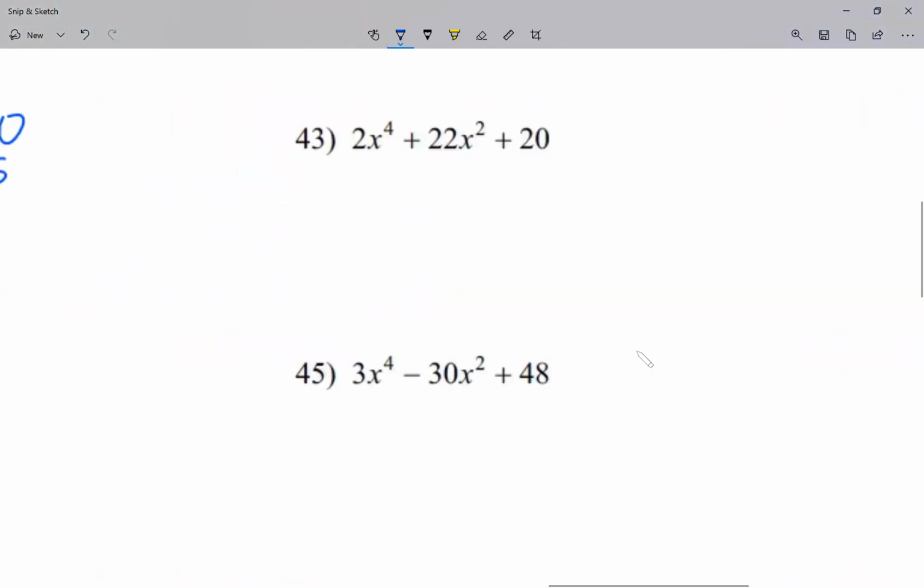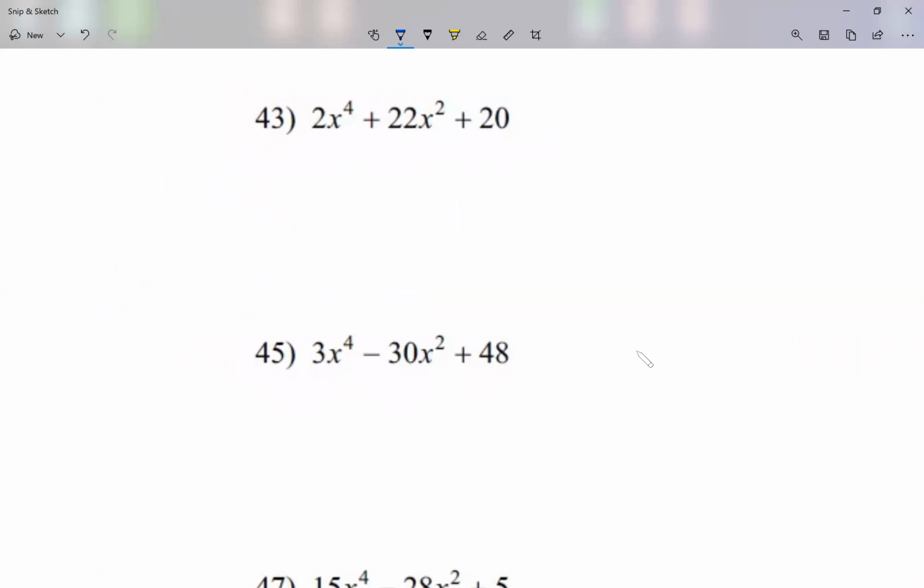Okay, let's take a look here. I said that for the beginning, my first number was going to be a 1. In this case, it is not. So what I'm going to do, let me divide everything by 2. Let me factor out a 2. I'm going to do parentheses. That gives me x to the 4th plus 11x squared plus 10. I'm factoring out a 2. Now, if you look at the parentheses, my first number is a 1.